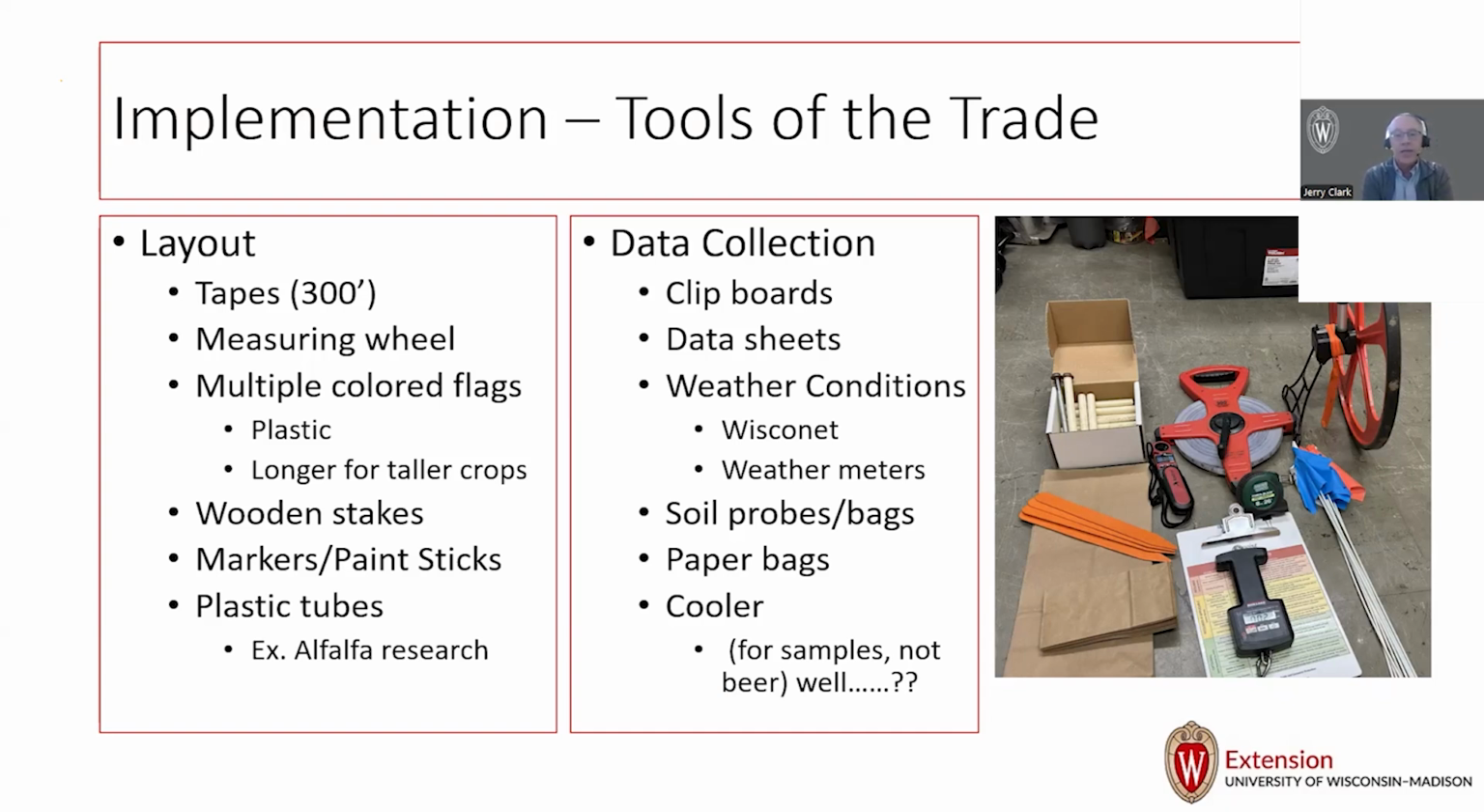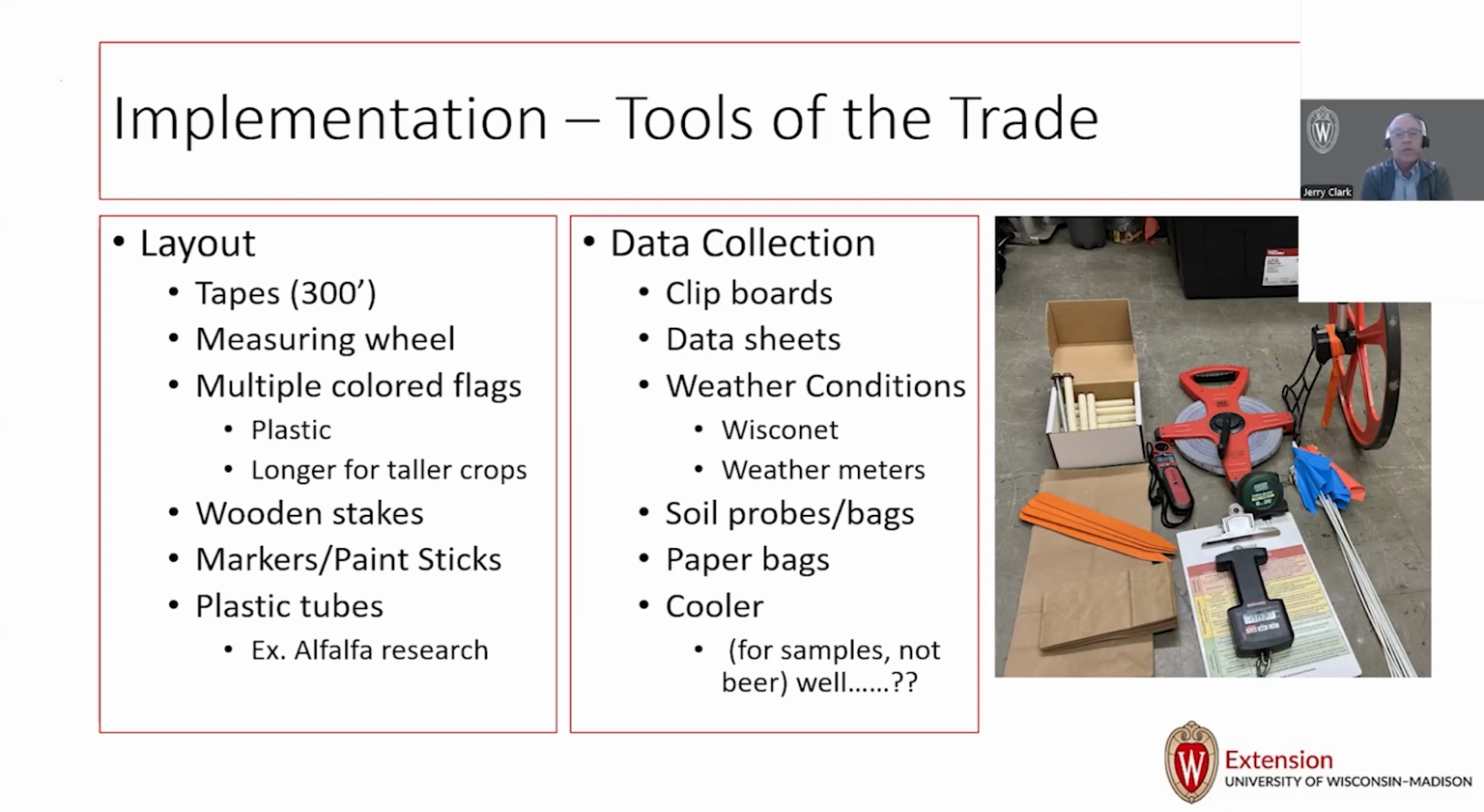So those measuring tapes, maybe if they're large scale, you can get by with a measuring wheel, lots of flags and stakes. These plastic tubes work great for alfalfa research because you can drive them in the ground and put the flag in there. And then when they're ready to mow, you can pull the flag out, they mow over the top, and you can find your tube again to put the flag back in.